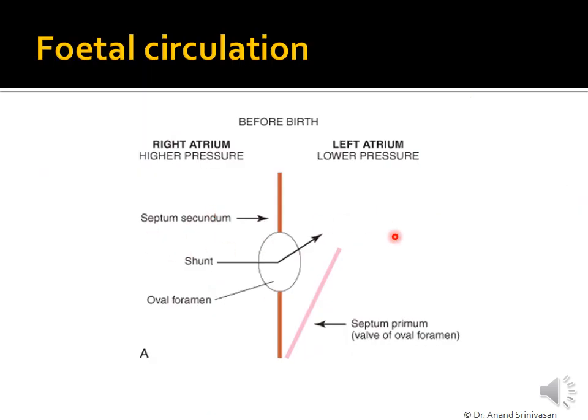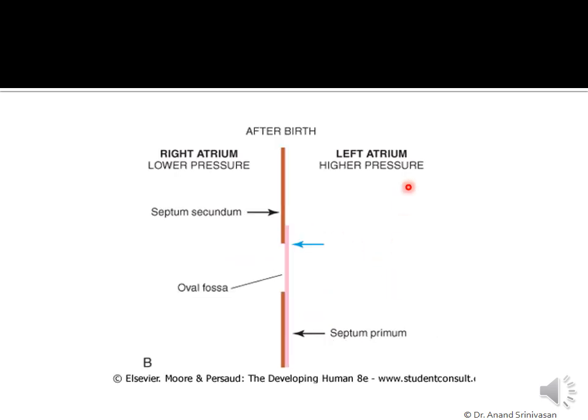Initially there is a communication, a shunt, when the baby is inside the mother, in the fetal circulation. The septum primum gives way, so the ostium secundum is open, and the blood is shunted through this into the left atrium. It bypasses the lungs because it's already oxygenated. What happens after birth? The left atrial pressure is raised, and as a result the shunt is closed, and the floor of the septum primum forms the fossa ovalis.